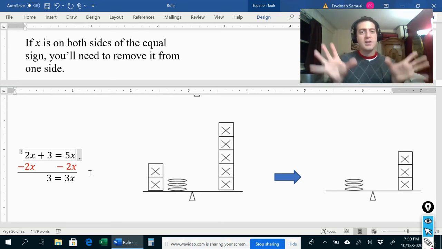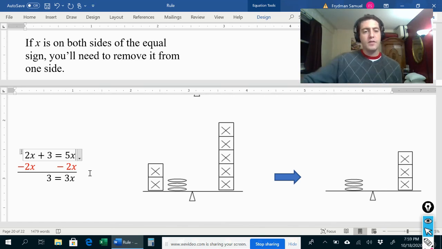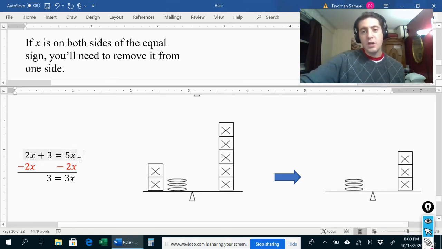So I don't want to have x's on both sides. I need to remove it from one side. Now, it would be correct actually to subtract 5x from both sides, and then we would get a negative number of x's on this side, which is okay. But just to keep things simple, I subtracted the smaller value, so I still have a positive number. So I subtracted 2 x's from both sides.